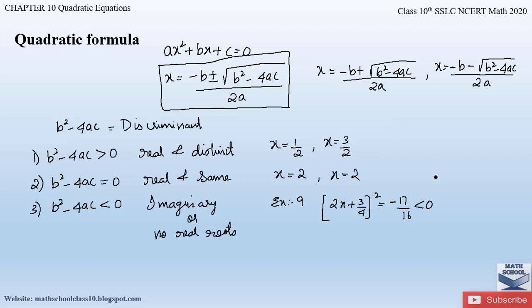So these are the three categories of roots that you will obtain while you solve the problems, and depending upon the b square minus 4ac, you will find these three different kinds of roots.